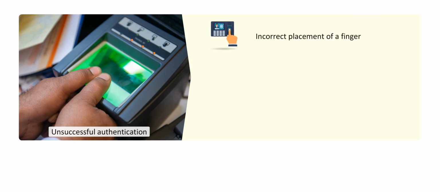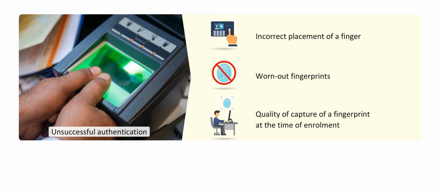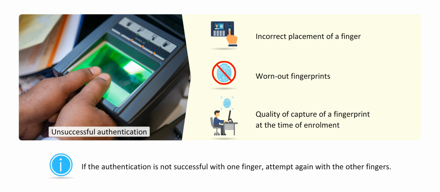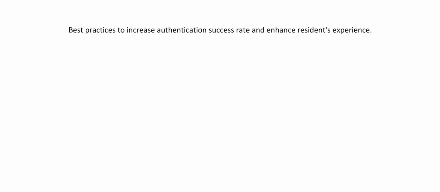Sometimes, due to incorrect placement of a finger on the device, worn-out fingerprints, quality of capture of a fingerprint at the time of enrollment, and so on, authentication with a finger may not be successful. It is advised that if the authentication is not successful with one finger, it may be attempted again with the other fingers. Requesting entities may follow the following best practices to increase authentication success rate and enhance residents' experience.